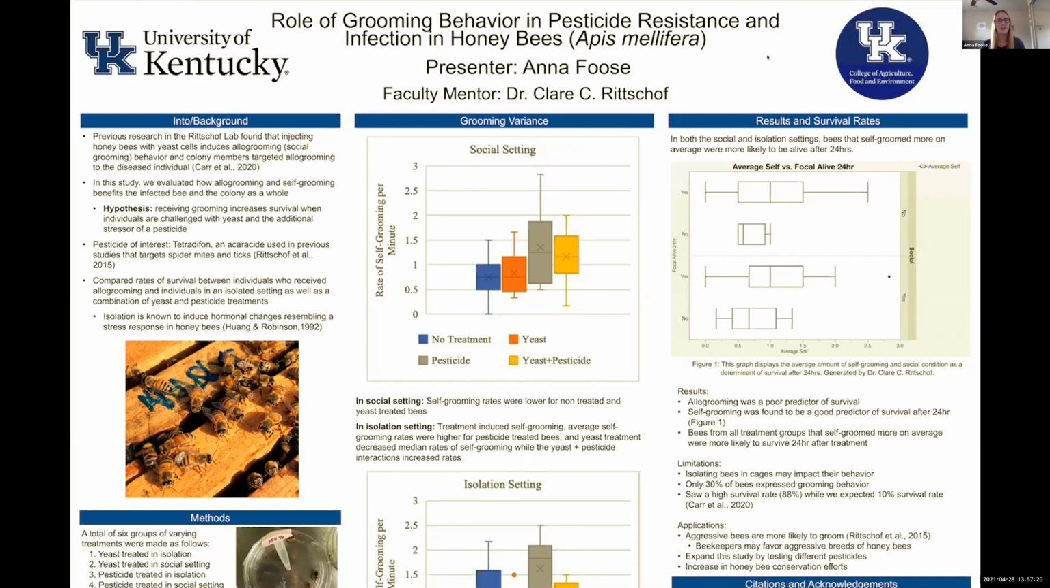So in this study, we expanded upon that and evaluated how allogrooming and self-grooming benefits the infected bee, and then how that benefits the colony as a whole.